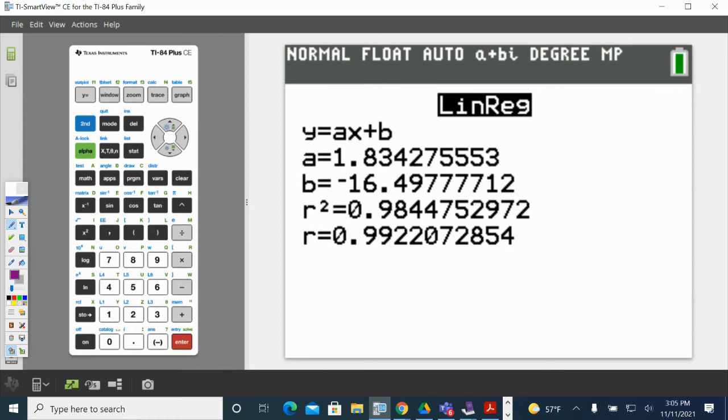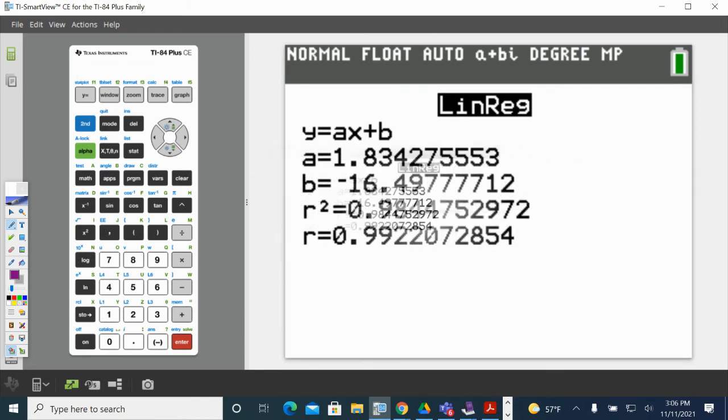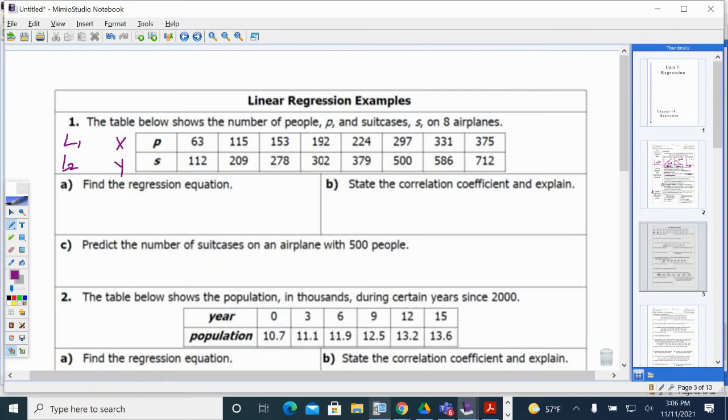So what you have here is all of the important information. You need to ignore the R squared here. R squared is going to come into play when we talk about quadratic and cubic and exponential regression, but it does not affect linear. Your correlation coefficient is the R. So R is equal to 0.992. So that's an actual question on our worksheet here.